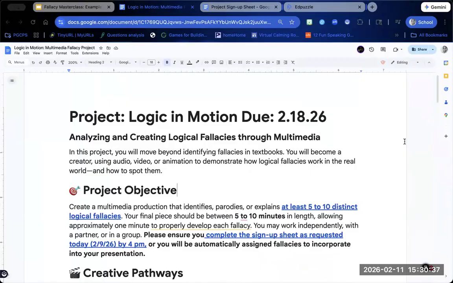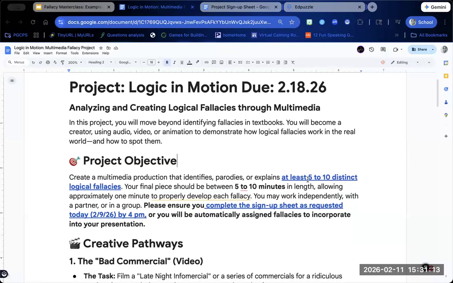We want to go beyond the classroom. You could either do an audio presentation, a video presentation, or an animation to demonstrate how logical fallacies work in the real world and how to identify them. Okay. So ultimately, you're going to create this. It could be a parody, where you are role playing a particular situation, or maybe you can do a presentation where you're identifying different fallacies, such as a video compilation. So you'll pull up different clips and then you'll identify those, okay? Or maybe an explanatory video where you're explaining that. But either way, do what fits you.